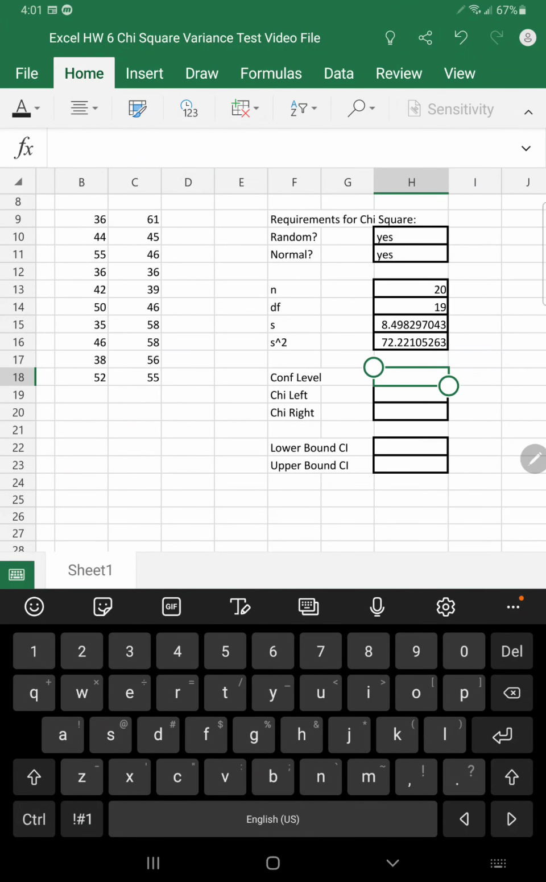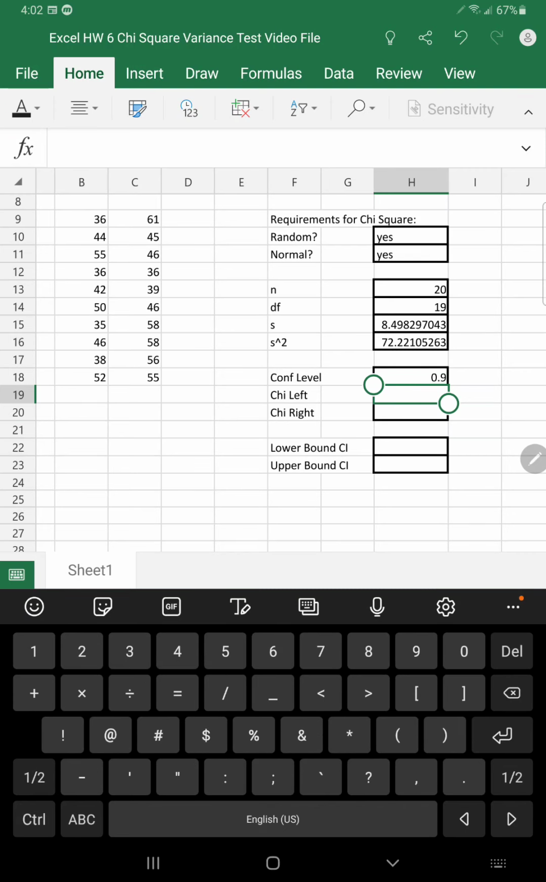All right, the confidence level that we are looking for is 90%. So when we calculate the chi-square left and the chi-square right critical value, if 90% is in the middle, 10% is left on the outside, meaning 5% below and 5% above. So the nice thing is Excel has an inverse chi-squared. We don't have to look up the values on the table for us. So we can do this.